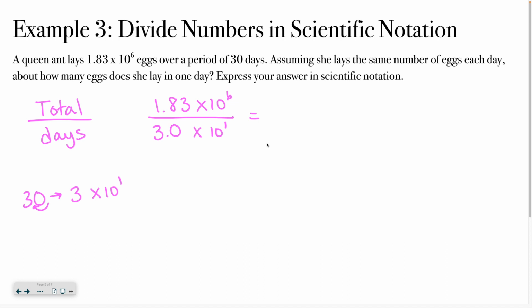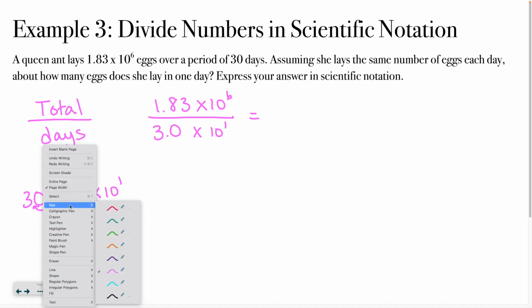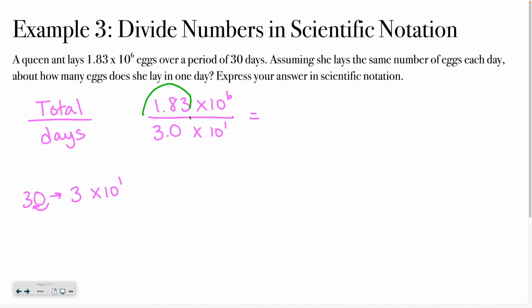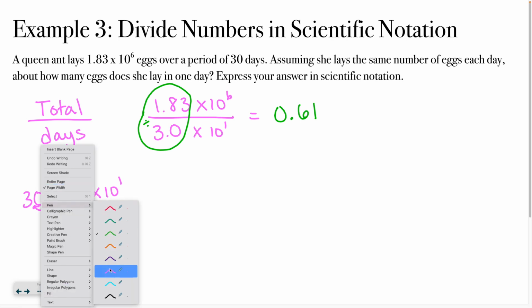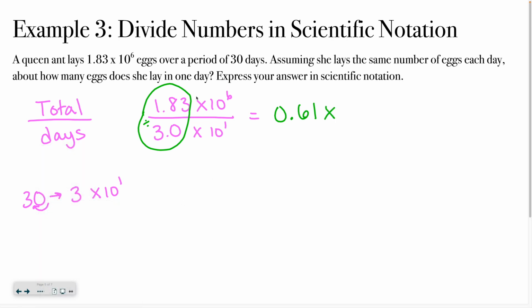And the reason that matters is now I can take those 2 numbers and say, what's 1.83 divided by 3? So I'm taking these numbers and dividing them like normal, and I end up with 0.61. And then I'm going to say times, and then 10 to the 6th divided by 10 to the 1st. Remember, with division, you subtract your exponents, so 6 minus 1 would be 5.